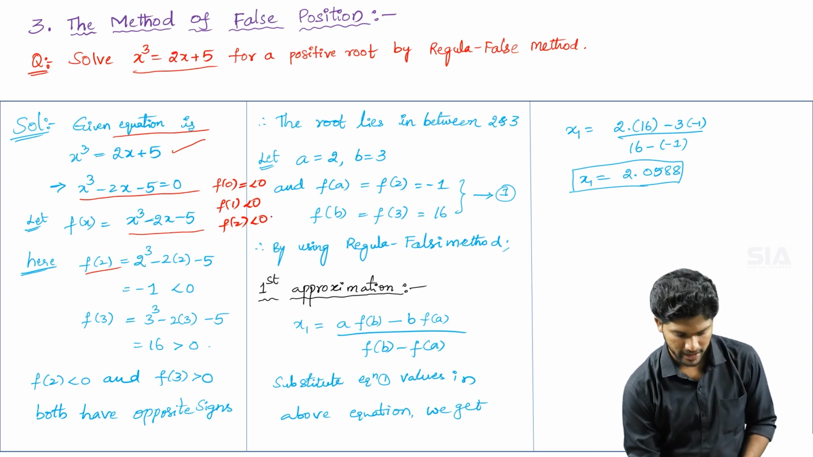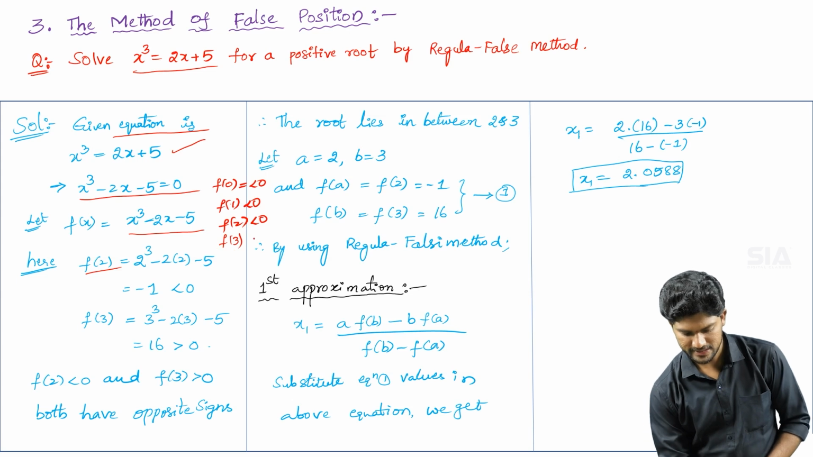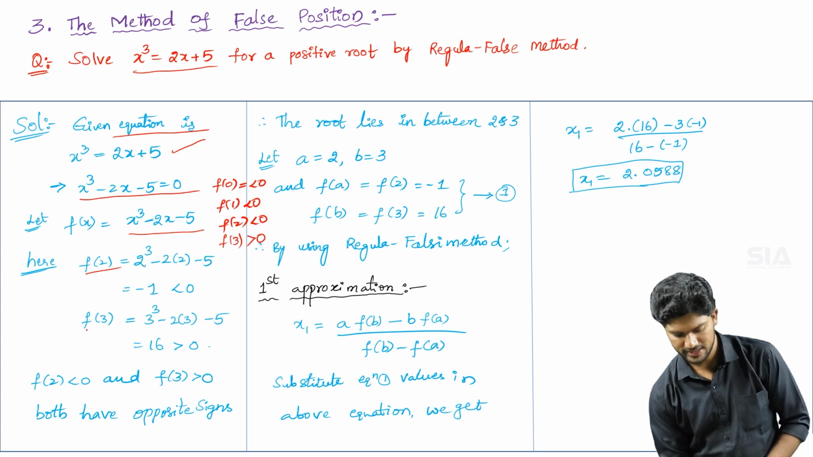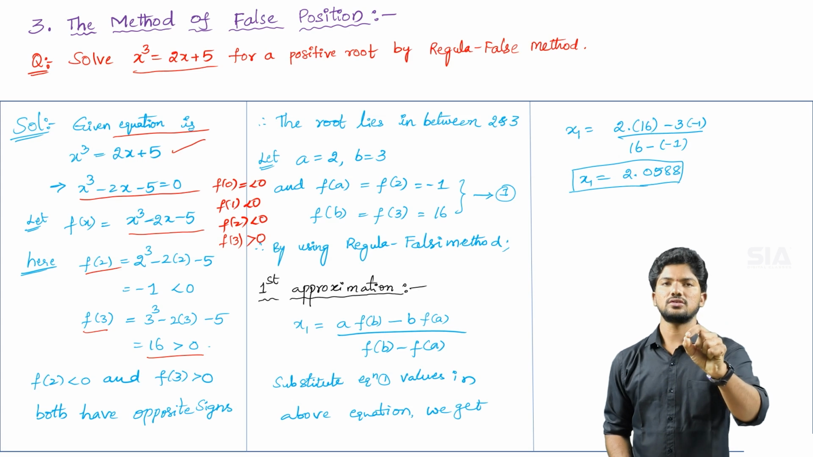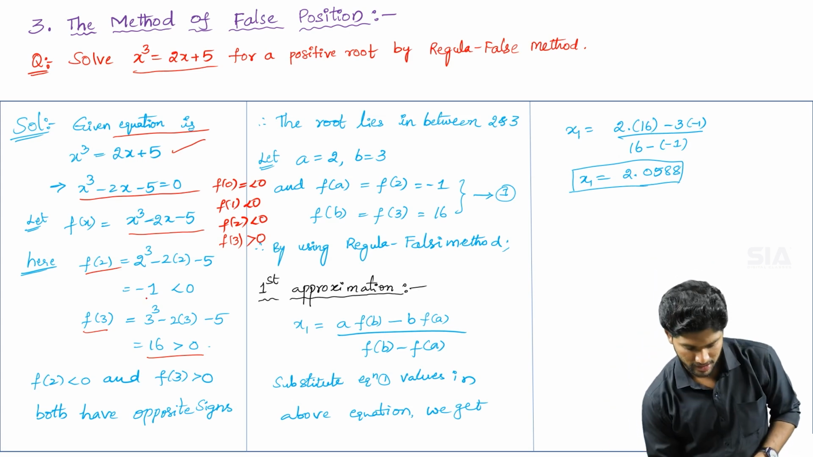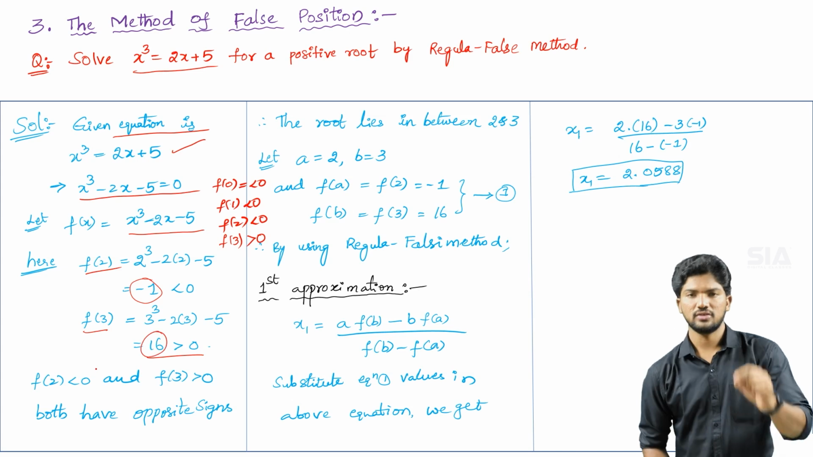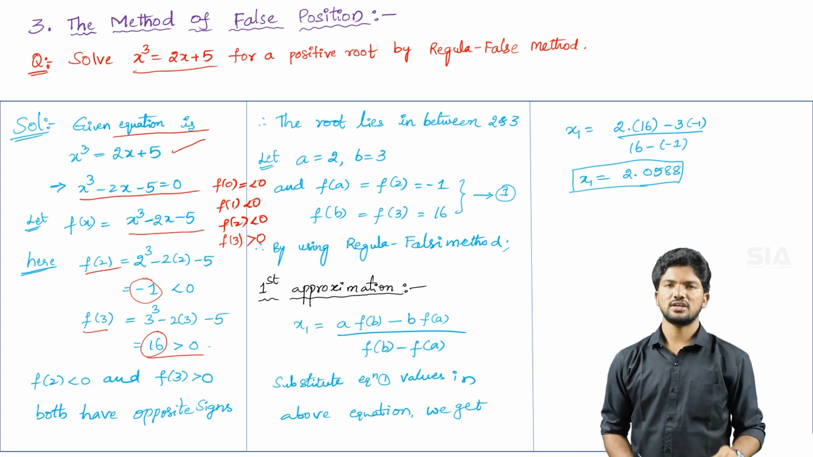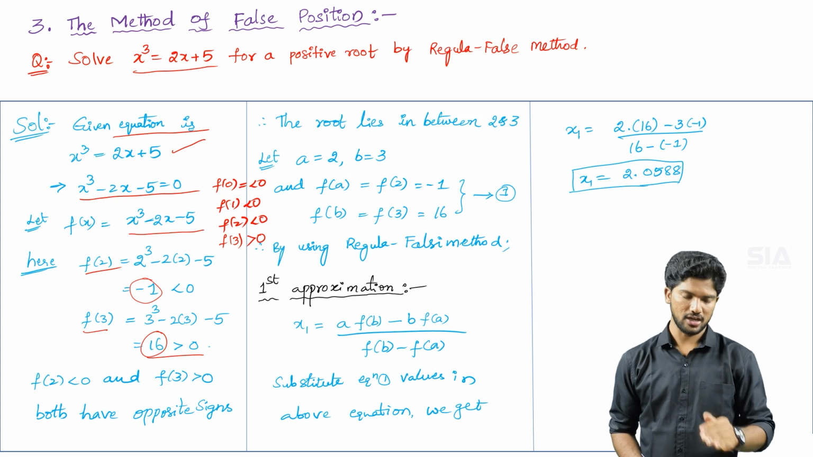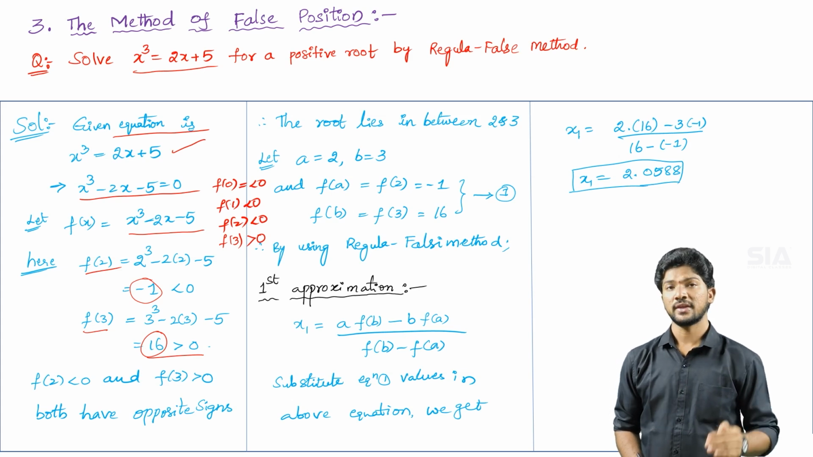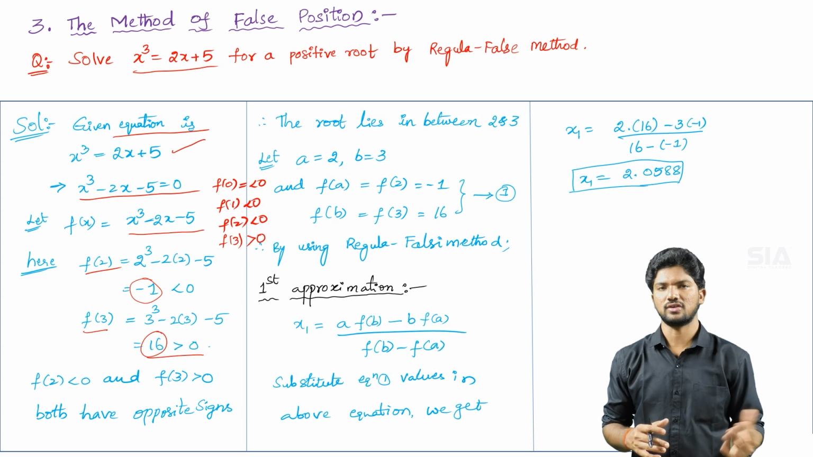Then you have to take the next one, f of 3. f of 3 is greater than 0. You will see here f of 3 is 16. In this method, you also have to note down these values, minus 1 and 16. You have to mention those values also. Why? Because we are going to substitute them in the approximations. Apart from a and b values, you have to take f of a and f of b values also, either negative or positive.